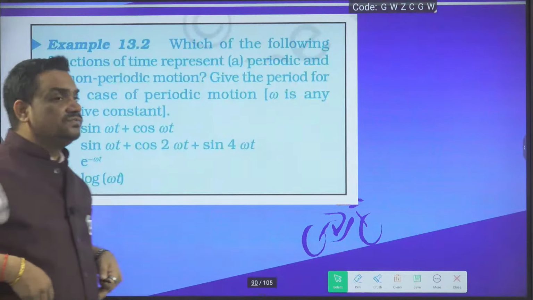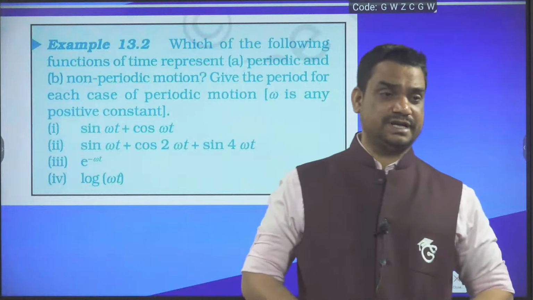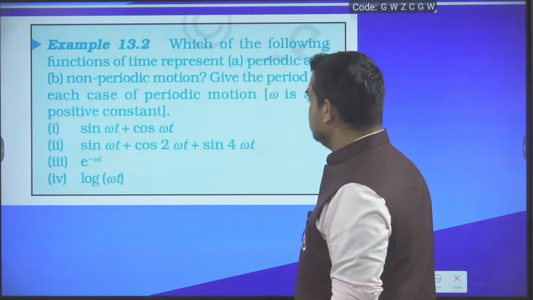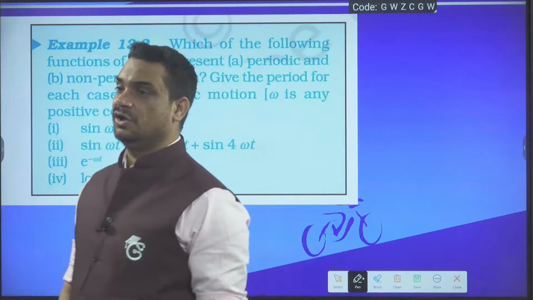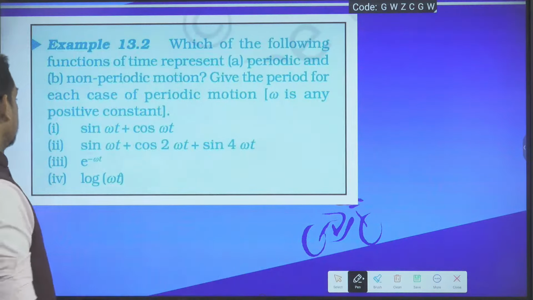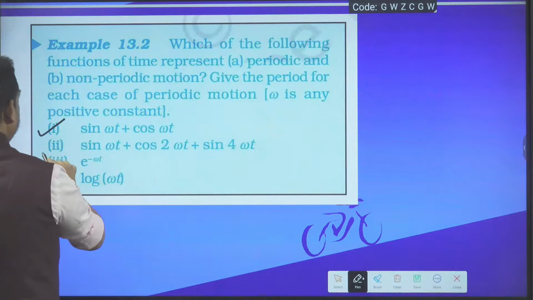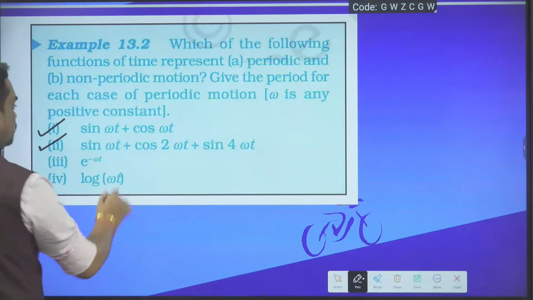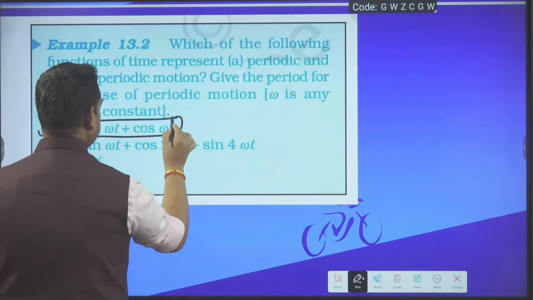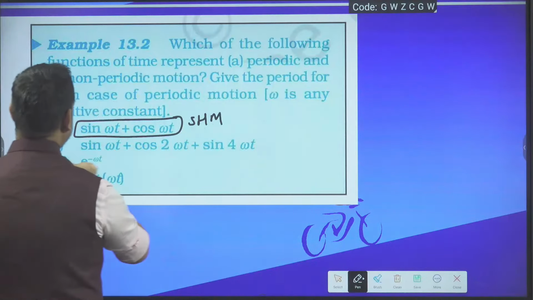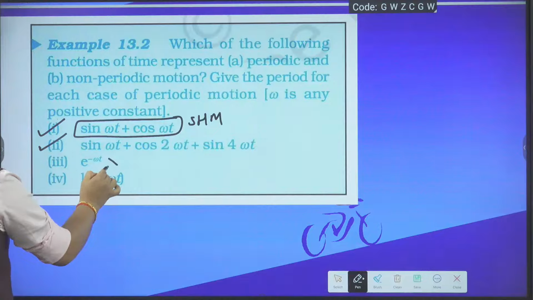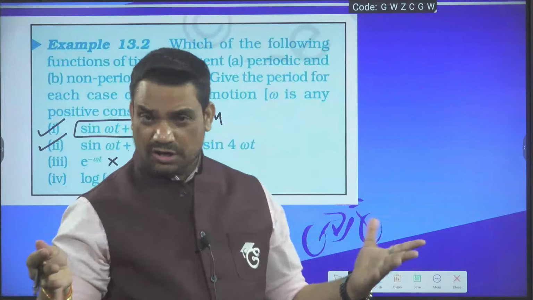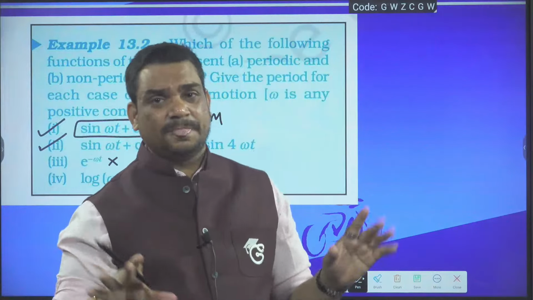Then this comes: which of the following functions of time represents periodic motion? You have to remember that exponential and log functions are not periodic. So this one is periodic. This one is also periodic. These two are periodic. But out of these, only this periodic one is SHM. These two cannot be periodic, and they are not SHM either. So exponential and log functions are not periodic and not SHM.